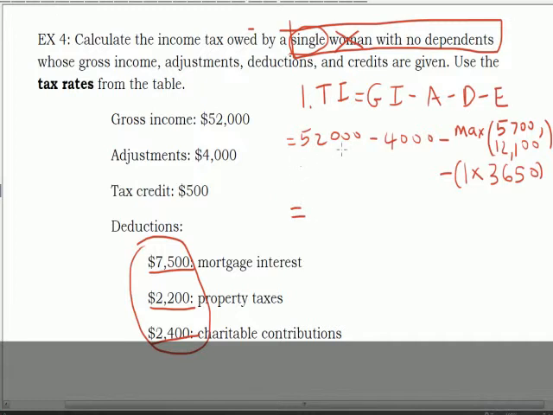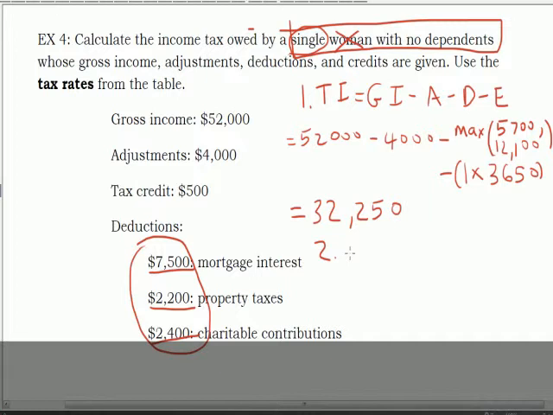So adding up these numbers, 52,000 minus 4,000 minus 12,100 minus 3,650 gives me a total taxable income of $32,250. That's step 1. Now on to step 2. We're going to use the tax table. Okay, so again, you need to make sure you have this tax rate schedule in front of you.